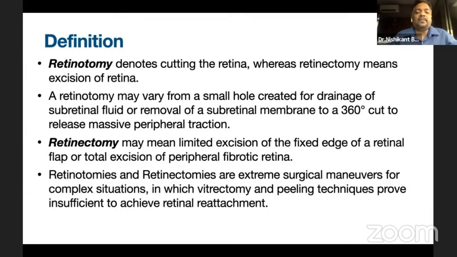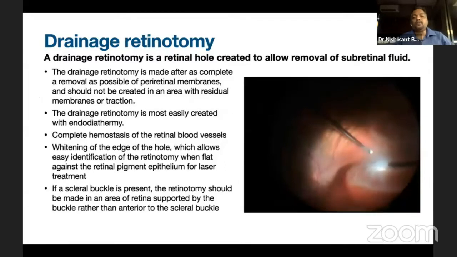A retinectomy means you are excising the retina. You can excise the fixed edge of the retinal flap, or if the retina is fibrotic, you can remove the whole fibrotic retina. Both of these are used in extreme surgical maneuvers, and we have already seen quite a bit of them in cases of PVR presented by Sangeet and by Dr. Shubhendu. So let's come first to a drainage retinotomy.